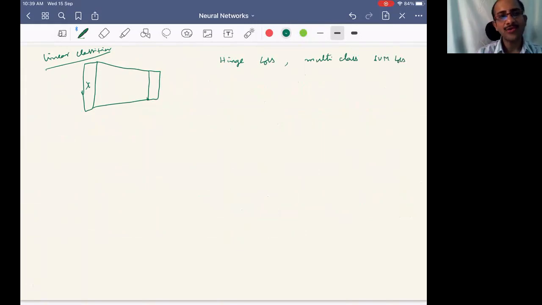Why are we introducing different loss functions? What is the reason for introducing different loss functions?